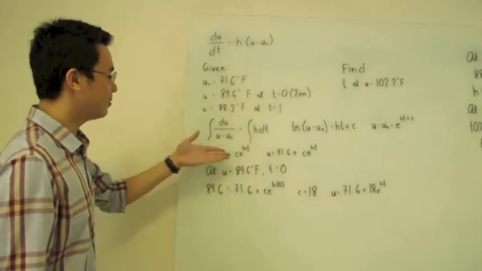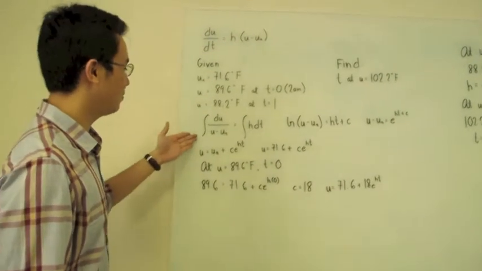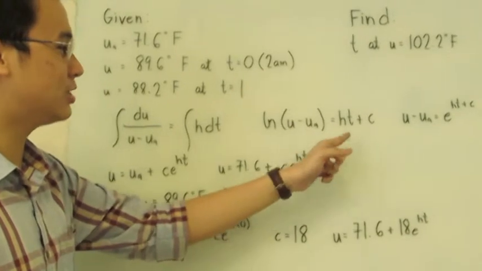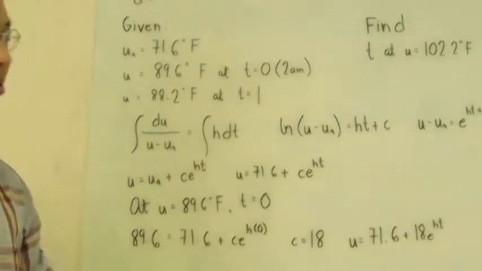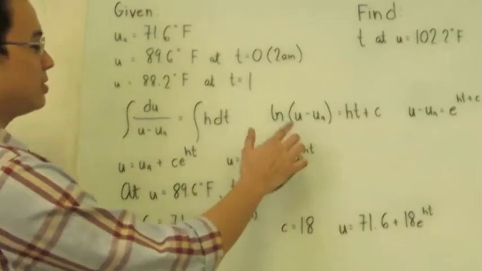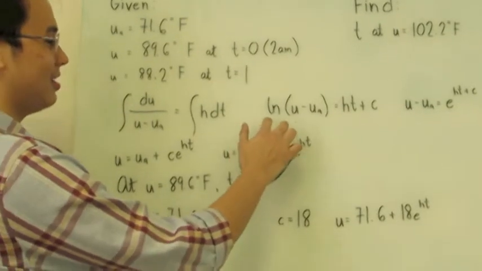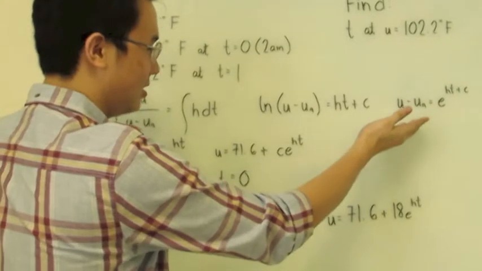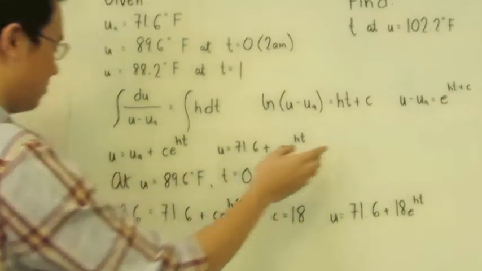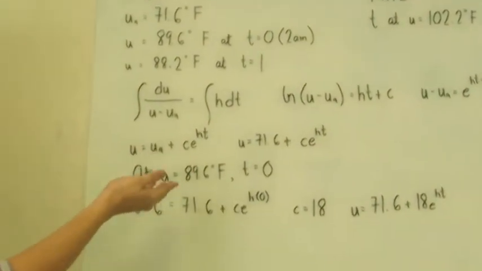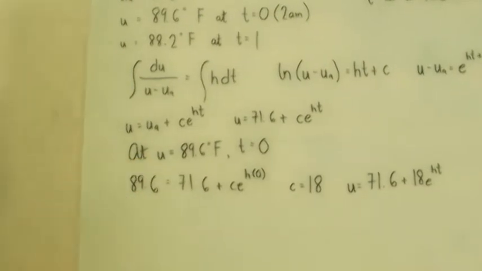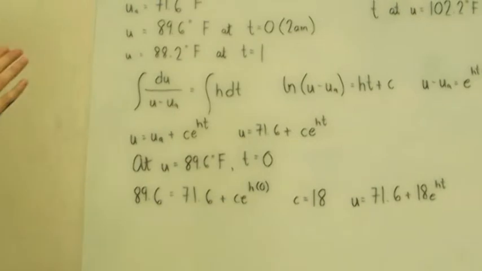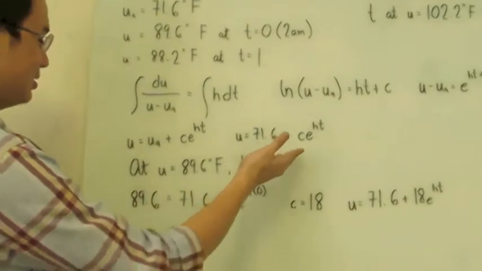Then integrating both sides, we get ln(u − u_a) = ht + c, since h is just a constant. Then we raise both sides to e, and it becomes this. Then we isolate u, which gives us u = u_a + c e^(ht). So we substitute our room temperature u_a with the one recorded by the technicians.